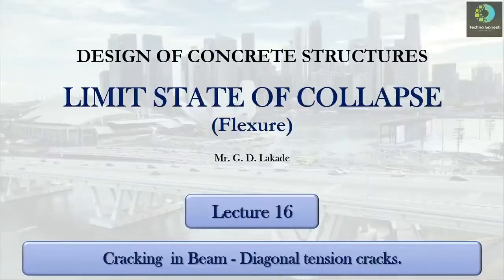In previous lectures, we have discussed the cracking pattern in the beam in region 1 due to the flexural behavior of the beam, and those cracks are called flexural cracks, which normally occur in region 1 because of the maximum bending moment and negligible or zero shear force at the midspan of the beam. Now, in this lecture, we are going to discuss the diagonal tension cracks which occur in region 2.